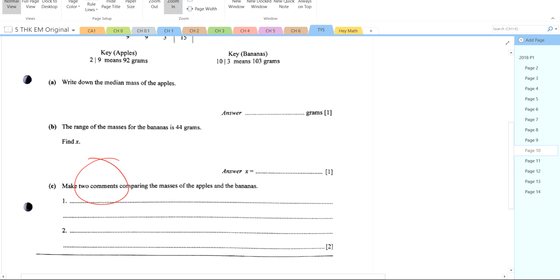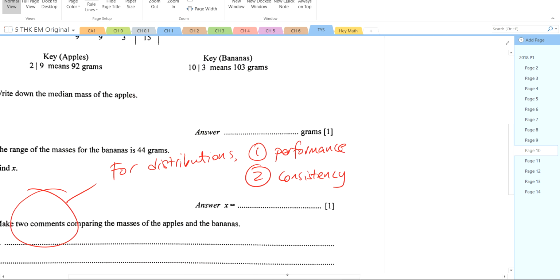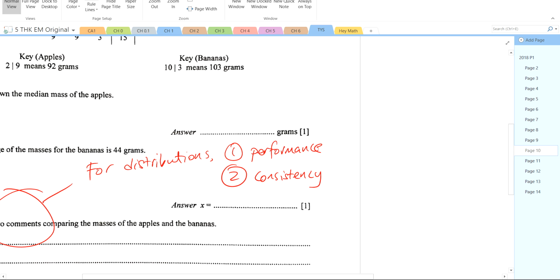For distributions, you can copy it down. For distribution, first you compare the performance. Second, you compare the consistency. How do we compare performance? We use median or mean. That's how we compare the performance.